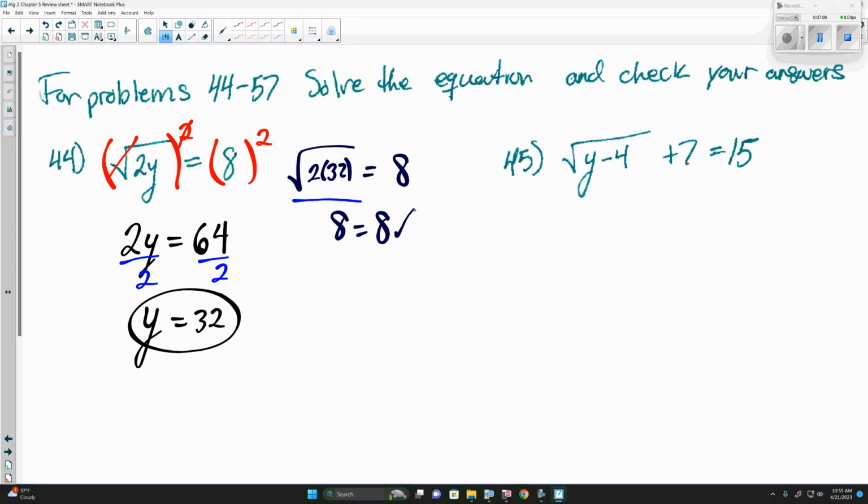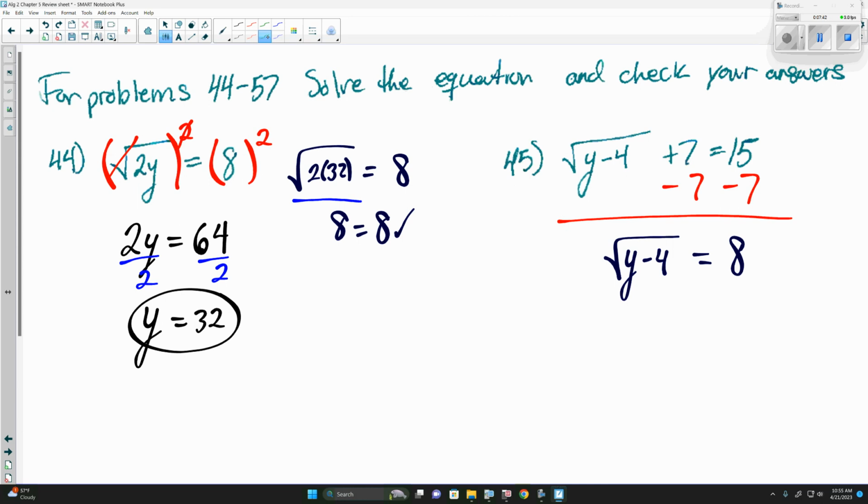Let's look at 45. When we look at 45 again, our first step is to get the radical by itself. So the first thing we can do is subtract 7 from both sides, telling us the square root of y minus 4 is equal to 8. Is the radical by itself? The y minus 4 is stuck inside the radical, so we can't do anything with it yet.